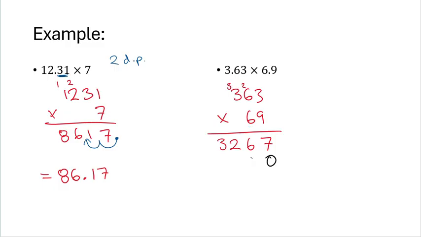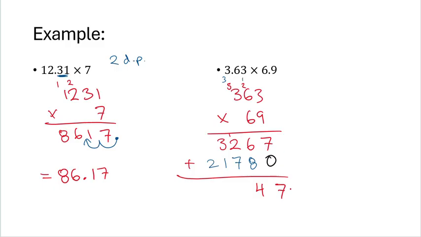So 6 times 3 is 18, carry the 1. 6 times 6 is 36, plus 1 is 37, plus 3. 3 times 6 is 18, 18 plus 3 is 21, like so. Now that you're done, you can just add up all these numbers.